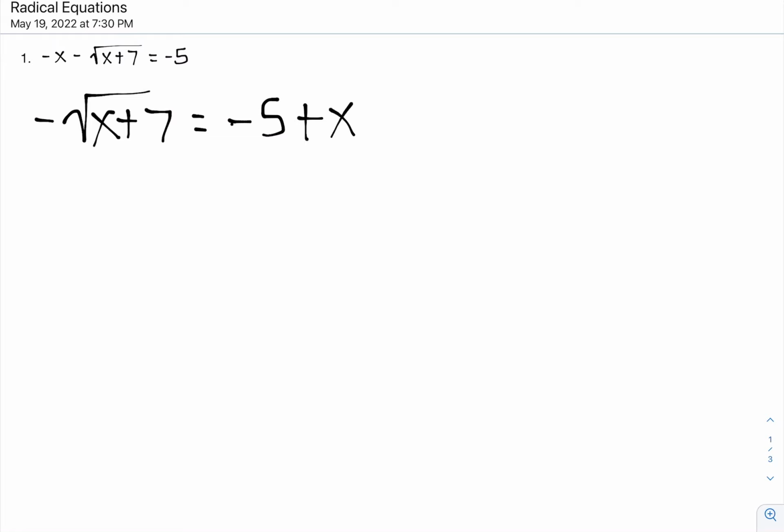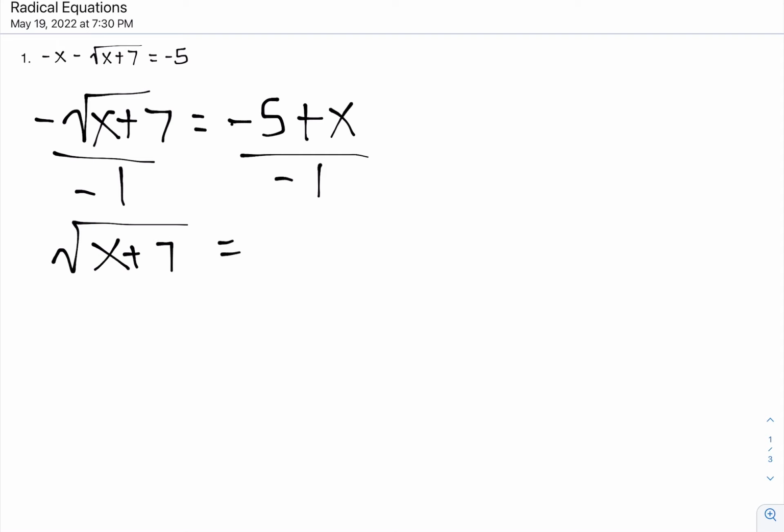Since we have negative root x plus 7, let's divide by negative 1 on both sides. See how now this becomes positive, the square root of x plus 7, and the negative of negative 5 is positive 5, and the negative of positive x is minus x. Okay, perfect.